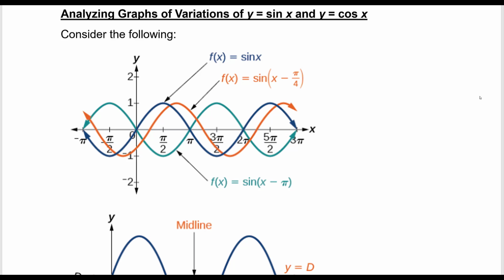Now we're going to look at analyzing graphs of variations of y equals sine x and y equals cosine x. So we have our two functions. Sine x is this blue, and cosine x is this orange. And this teal one is f of x equals sine of x minus pi. So what we're seeing here is a phase shift. It's been shifted to the right by pi because it's minus.